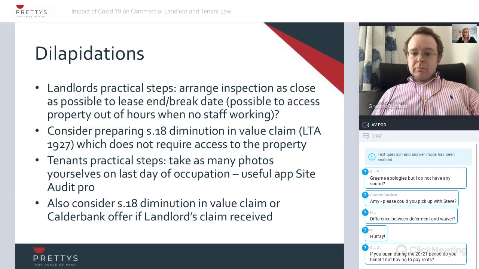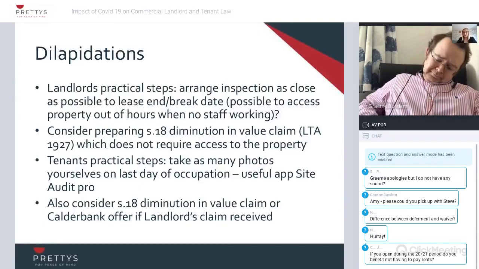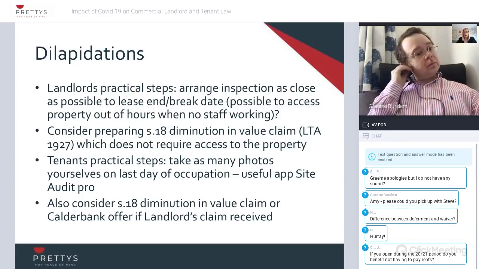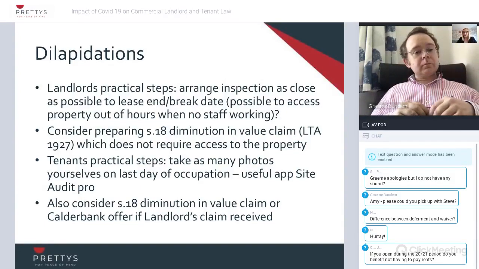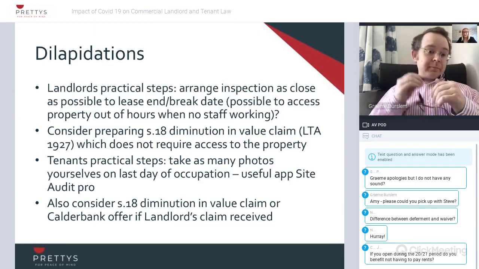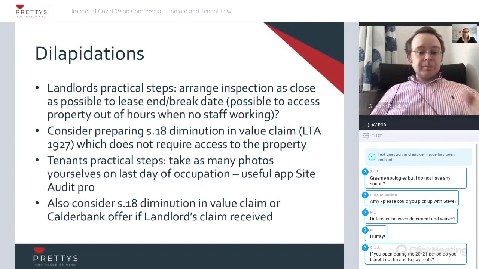The alternative is to carry out a Section 18 diminution in value claim. That's under Section 18 of the Landlord and Tenant Act 1927. Essentially what that says is that no claim for damages shall be in excess of the diminution in value of the landlord's freehold interest. And tenants use this quite a lot to try and knock landlords' dilapidations claims down a bit.